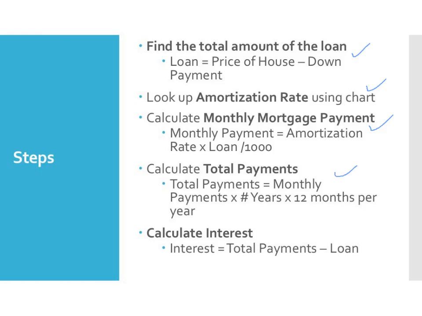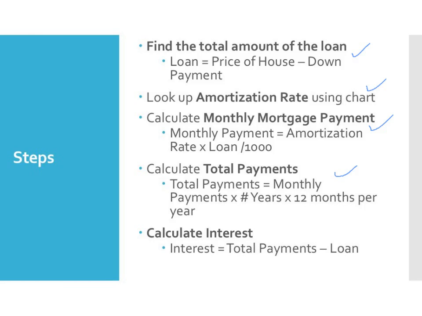And then finally we want to calculate the interest payment, and that's how much money the bank makes off of us for getting a mortgage. So the interest that the bank makes is going to equal our total payments minus the loan amount, so the actual amount of money that we initially borrowed from the bank.